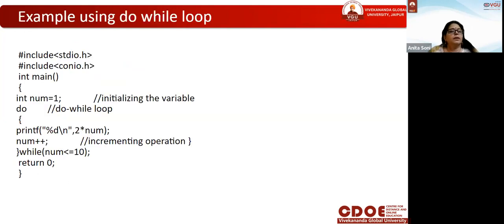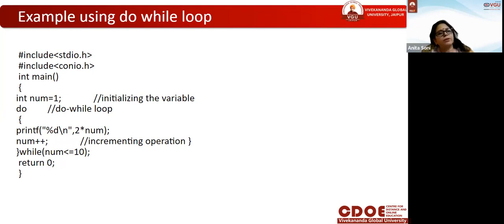Next, see the example of the do while loop. You are printing the table of 2: 2 1s are 2, 2 2s are 4, 2 3s are 6, 2 4s, 2 5s, 2 6s, and so on. So here you have a variable num, and you are initializing it with 1. In do, it will print 2 into num, 2 into 1, 2. Num will be incremented, num becomes 2. So in the while condition, 2 less than or equal to 10, yes.